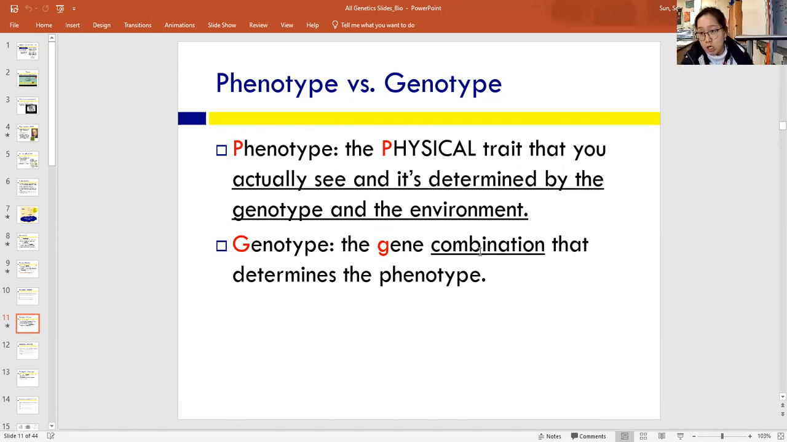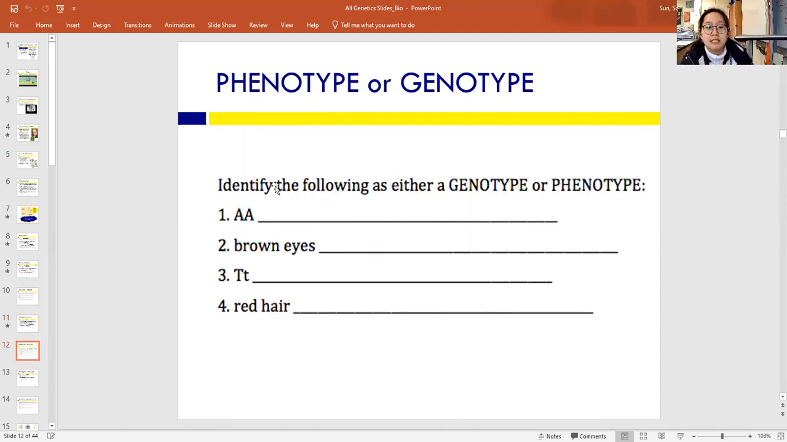Okay, so we have the genotype, where you're talking about the letters with the alleles of the capital R, lowercase r. In the case of hair color, it was brown, capital B, lowercase b. So I want you to identify for the following example. You're going to pause after and tell me, is the capital A a genotype or a phenotype? Brown eyes, is that a genotype or a phenotype? Capital T, lowercase t, is that a genotype or a phenotype? And red hair, is that a genotype or a phenotype?